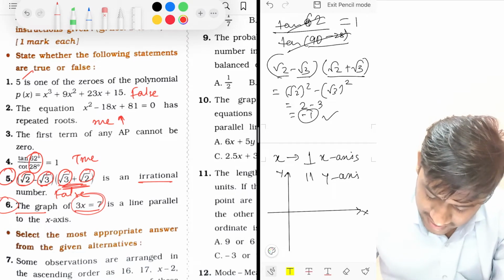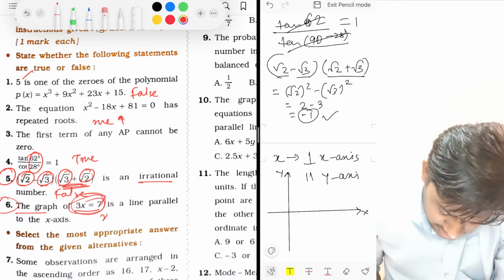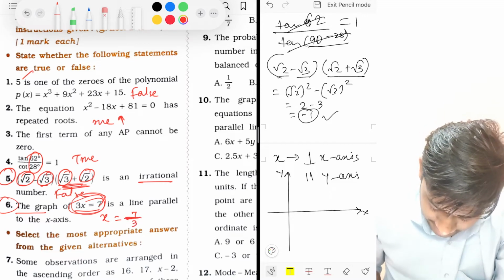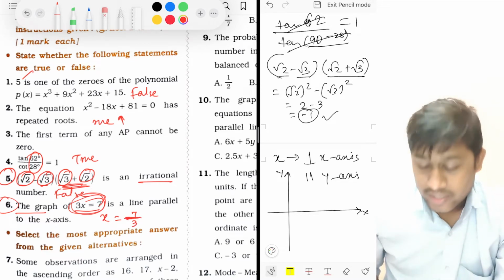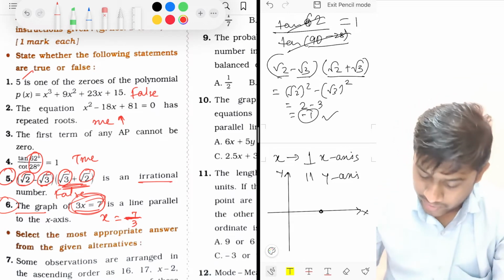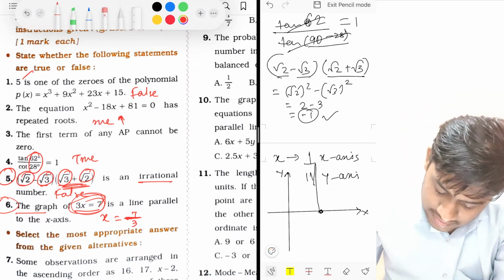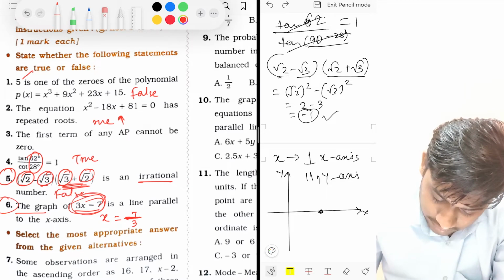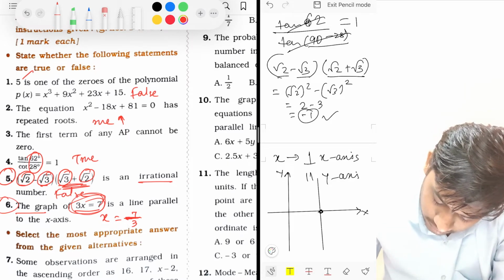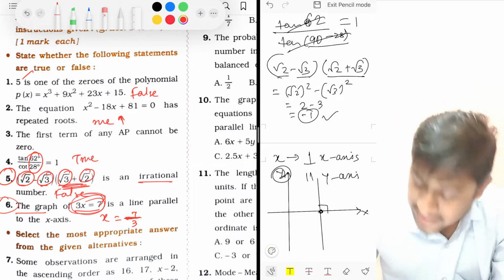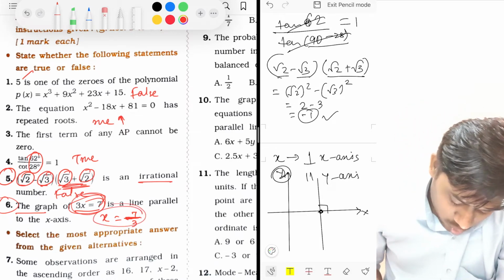This is our x-axis, right? And this is our y-axis. And if you see this point, we have x is equal to 7 by 3, right? So here 7 by 3, what does it mean? This lies on the x-axis. If I draw a line like this, what do we have? This means this is perpendicular to the x-axis, right? And parallel to the y-axis.